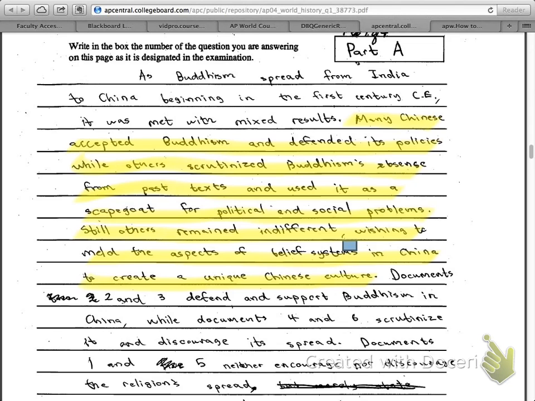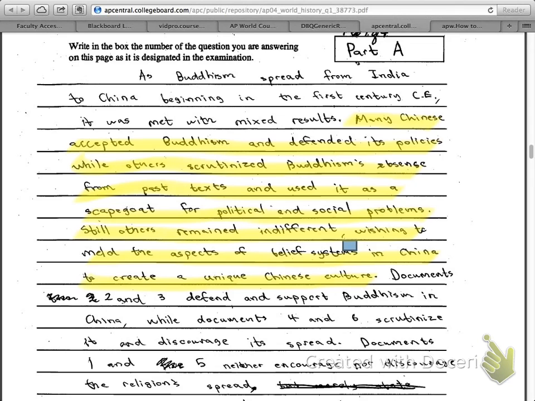Now, can you guess how many groups she has? 3. What are they, Sean? The people who defended Buddhism, yep, the people who scrutinized it, yep, and the people who remained indifferent. Great. So you see how her grouping of the documents is reflected in what? The thesis. And do you think that her thesis is going to follow the structure of the essay? So how many paragraphs do you expect this essay to have? 2 or 3. 3. Yeah, 3. The body's going to be 3 paragraphs, okay?